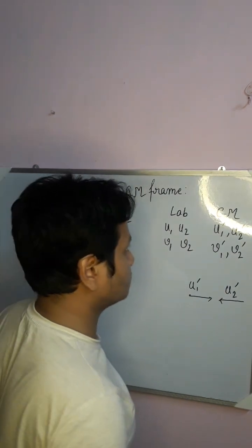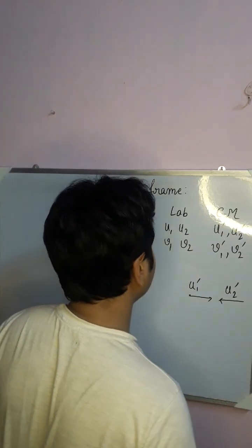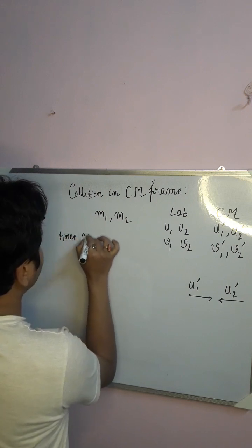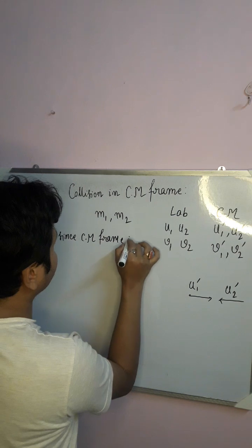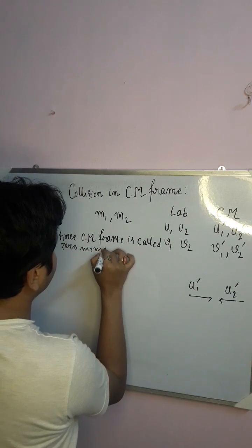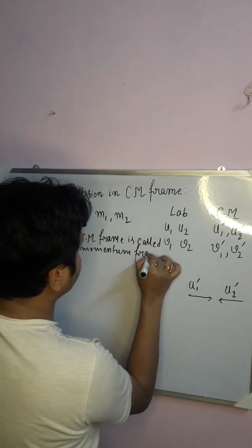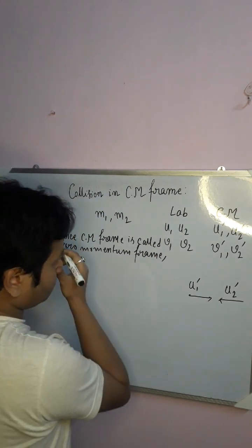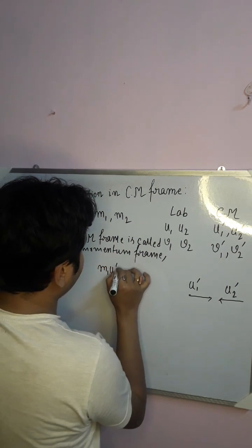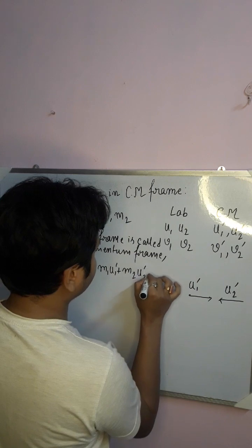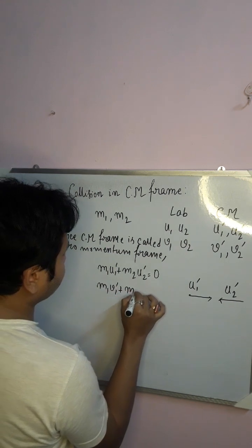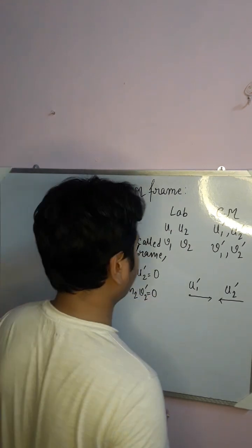Now since the center of mass frame is called the zero momentum frame, we can write before collision m1 u1 dash plus m2 u2 dash equals 0, and after collision m1 v1 dash plus m2 v2 dash equals 0.